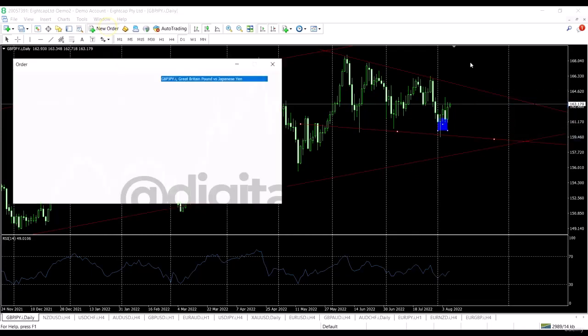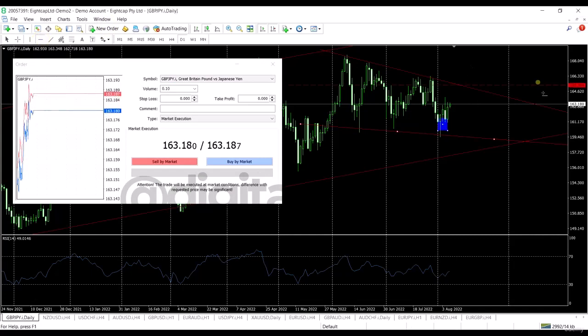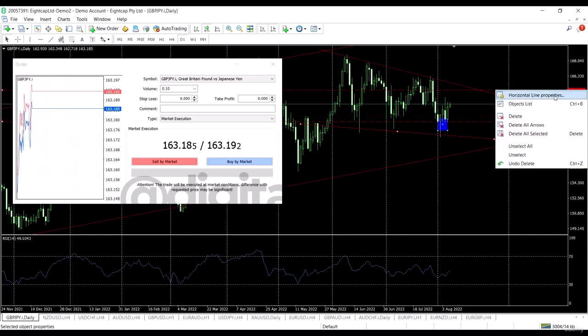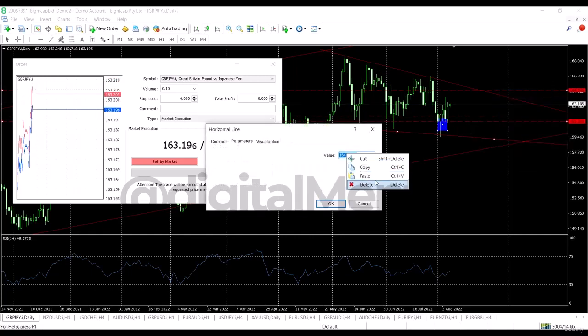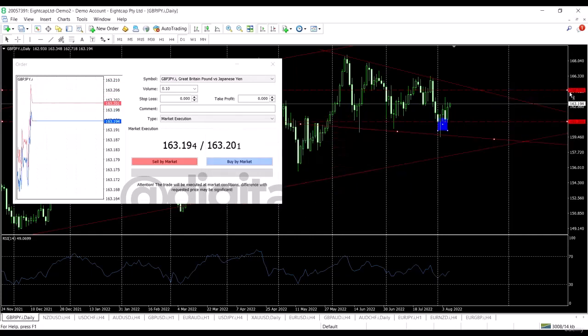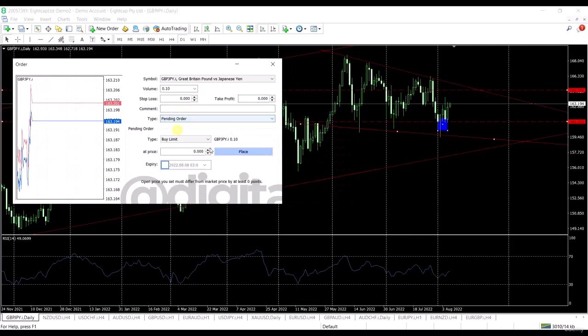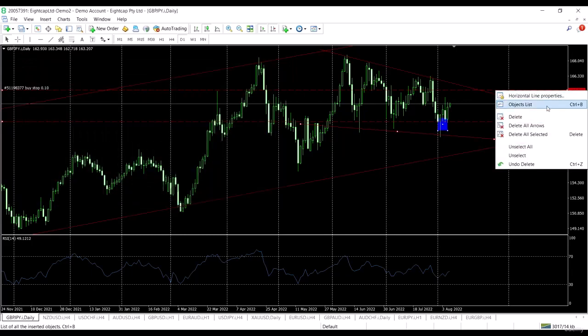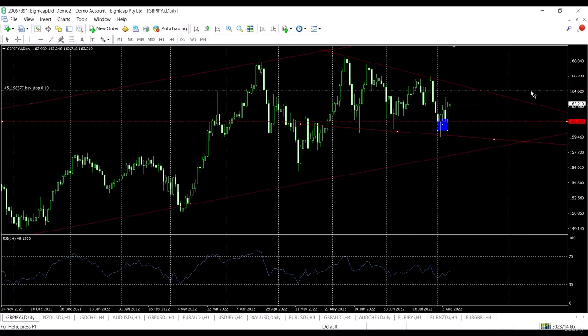So let me place a buy stop and sell stop order. Remember I said the buy stop has to be above the current price, and the sell stop has to be below the current price. For the buy stop, I'm just going to copy the value for this line and come to buy stop. Now you see buy stop, and I place it. You can see that a buy stop order has been placed here. When the price reaches here, it's going to trigger a buy order for us.